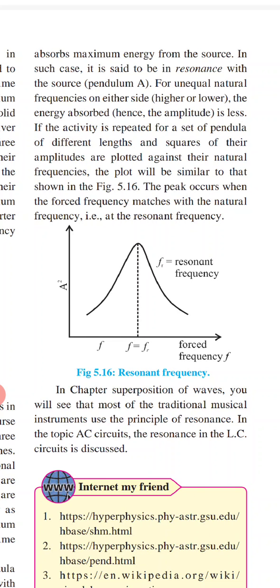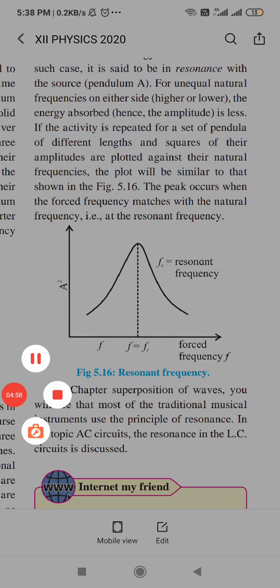In the chapter on superposition of waves, we are going to see that most traditional musical instruments use the principle of resonance. In the topic of AC circuits, resonance in AC circuits is also discussed. But remember, this f_R is nothing but your resonance frequency.